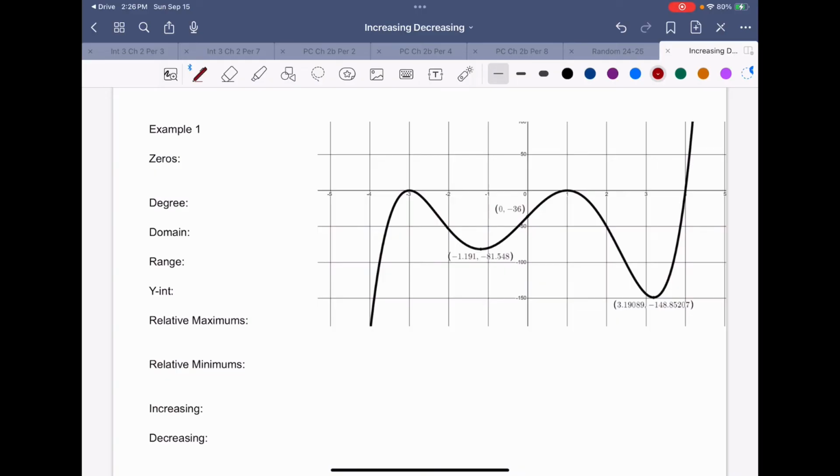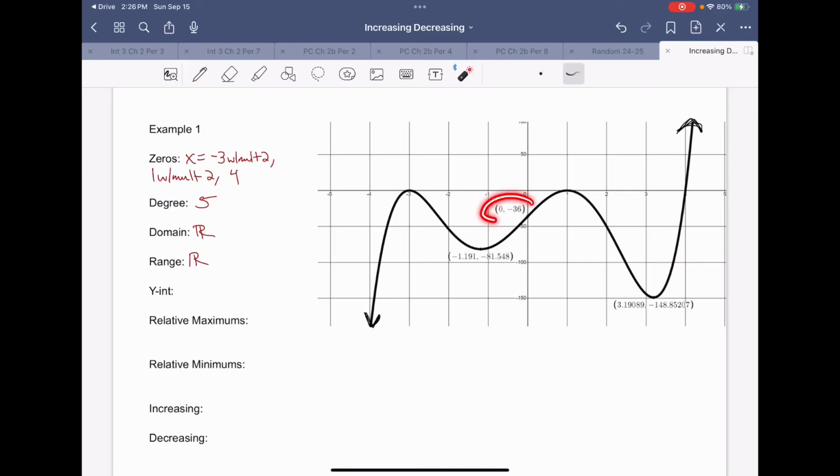Here I go. Zeros. X equals, once is fine, but don't forget it. -3 with mult 2. It hits at 1 with mult 2. And it hits at 4. So if I add up my multiplicities, 2 plus 2 plus 1, this is degree 5. Domain is always all real numbers. It covers every x value possible. Range, remember the implied arrow here, it's going down forever, and the implied arrow here, it's going up forever. So the range for this one is all real numbers also.